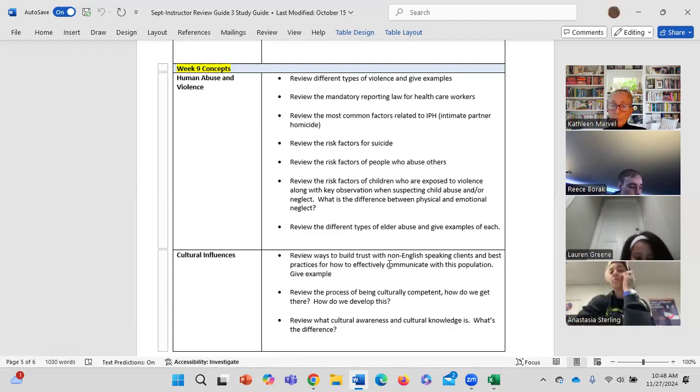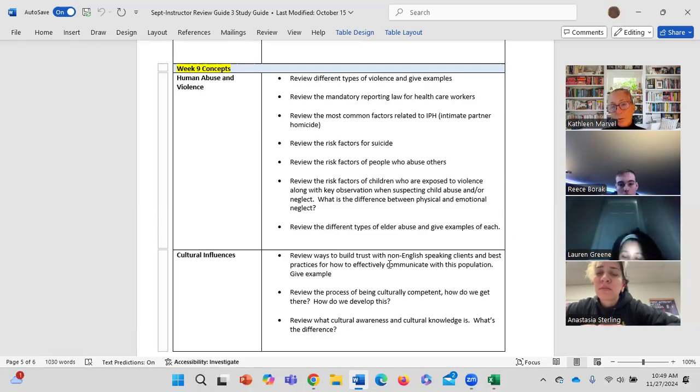Review the risk factors of children who are exposed to violence, along with key observations when suspecting child abuse or neglect. Know the difference between physical and emotional neglect. Physical is the inability to provide the basic needs: food, clothing, water, shelter, medical care. Emotional neglect is the absence of nurturing. You're simply not taking care of who you need to be taking care of. You're not providing them the developmental, moral compass moving forward. That's emotional. Physical refers to the actual daily needs of food, water, clothing, shelter, medical.